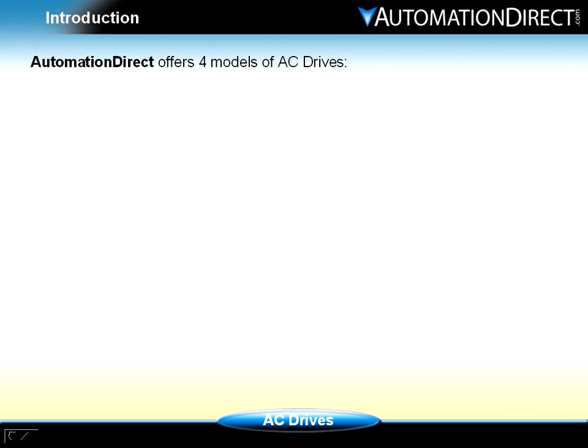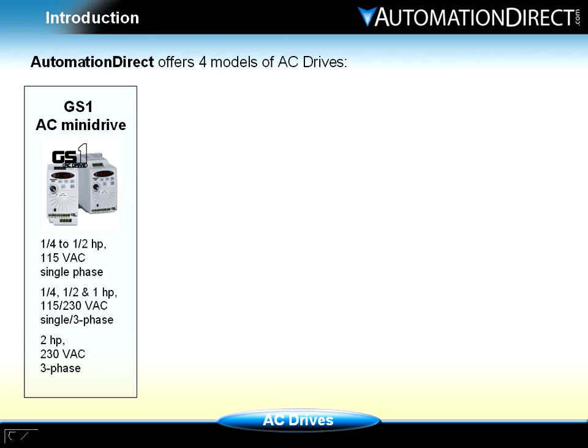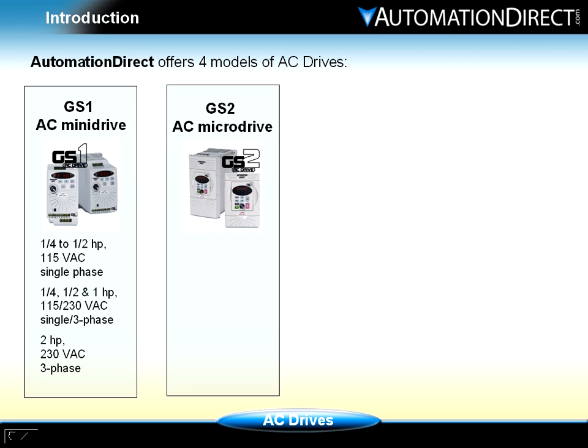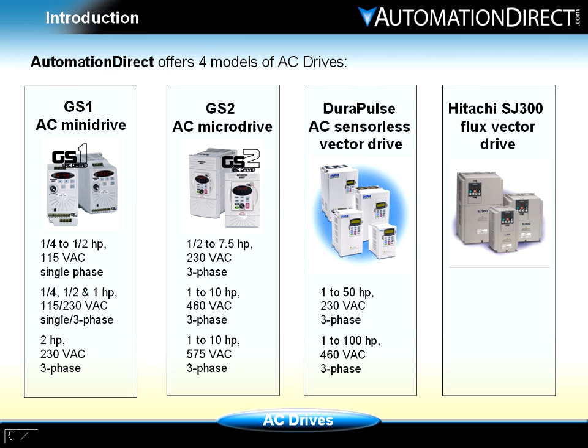Automation Direct offers 4 different models of AC drives. The GS1 mini drive, which is available in 3 configurations. The GS2 micro drive, also available in 3 configurations. The DuraPulse sensorless vector drive, offered in 2 configurations, and the Hitachi SJ300 flux vector drive.